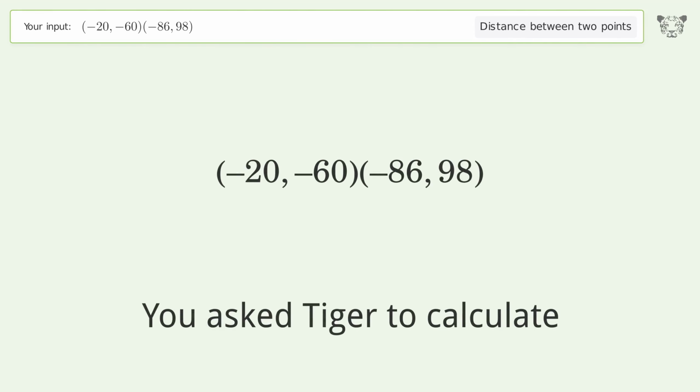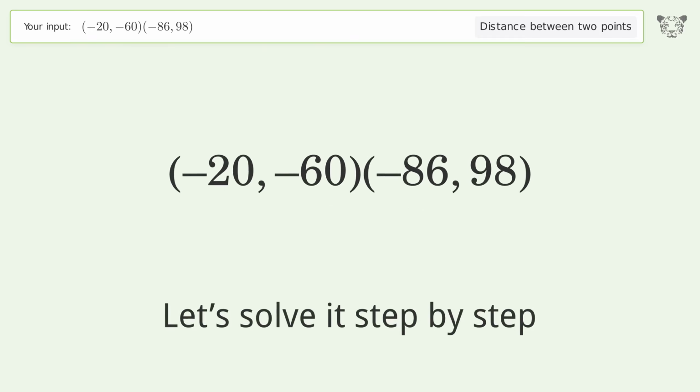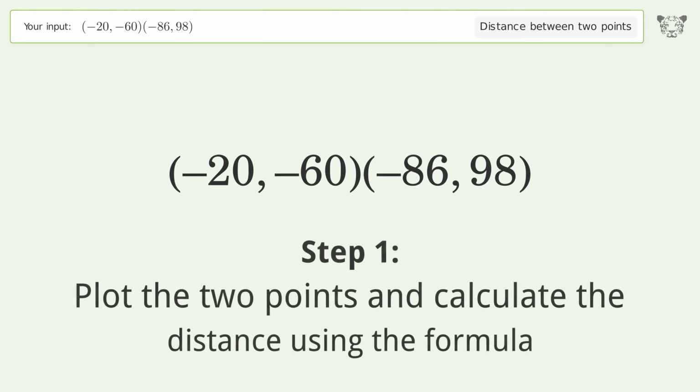You ask Tiger to calculate. This deals with the distance between 2 points. The distance between the 2 points is the square root of 29,320, or 171.231. Let's solve it step by step. Plot the 2 points and calculate the distance using the formula.